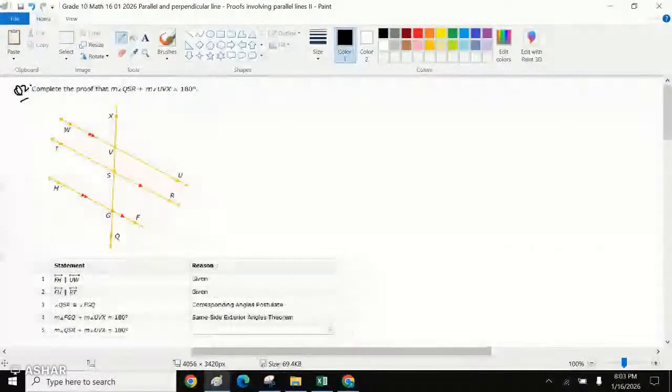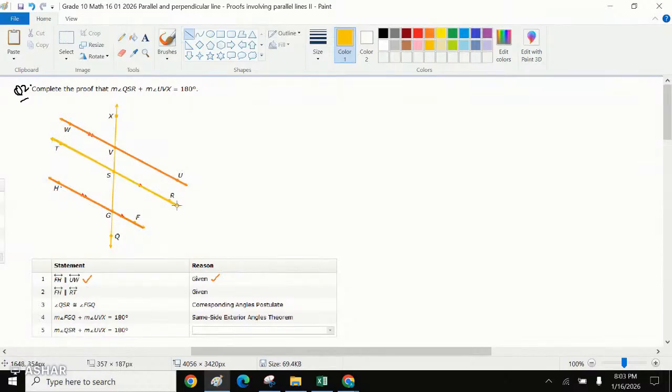FH. FH is parallel to WU. The first statement, it is given. The next one is given as FH is parallel to RT. This line is RT. This is also given to us. What they are saying is the angle QSR.